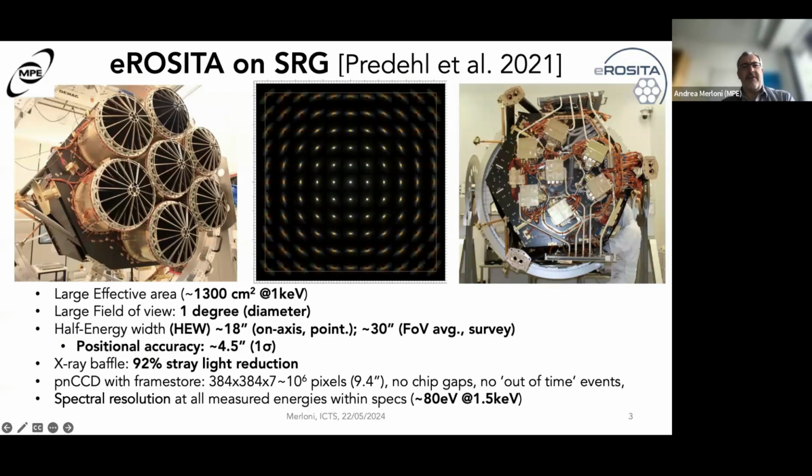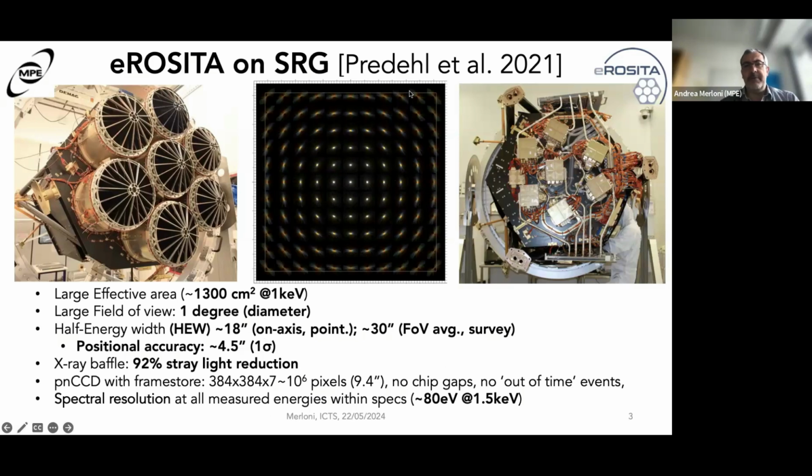We put a lot of effort in building baffles to reduce stray light. And on the right-hand side, you see a picture of the focal plane where we have 7 identical CCD cameras, 1 per telescope, of course. So in total, we have about 1 million pixels over the 7 cameras. The pixels are relatively big, 9 arc seconds in size. They are, of course, matched to the size of our PSF.